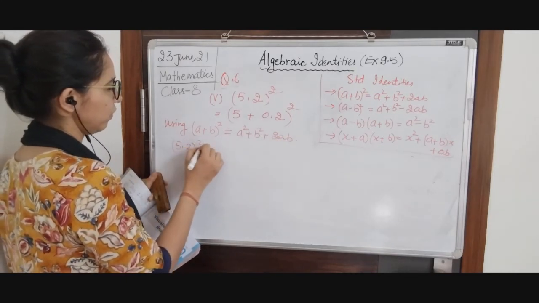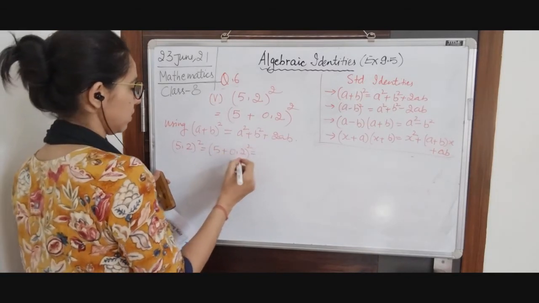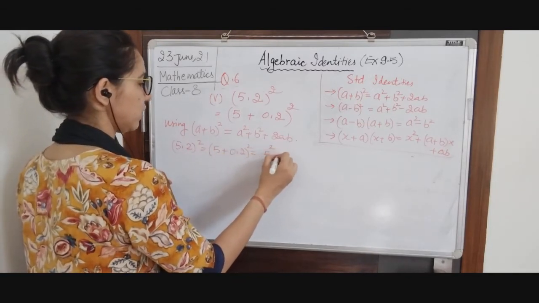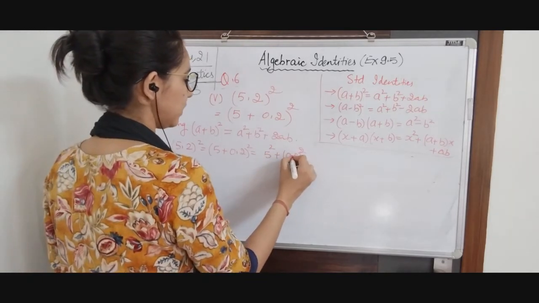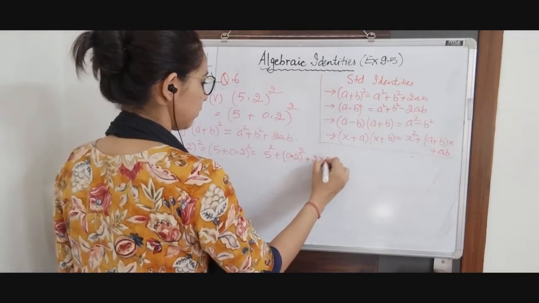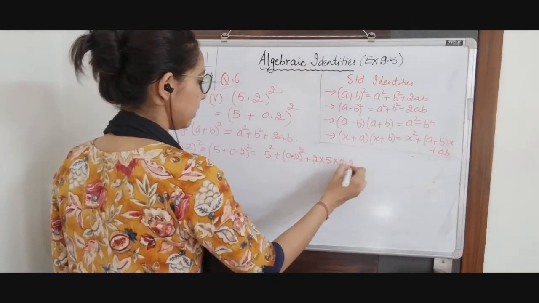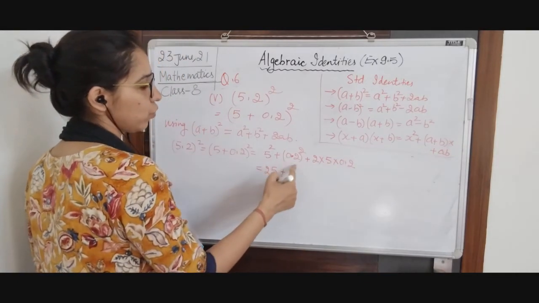5.2 whole square will be (5 + 0.2) whole square. It will be equal to 5 square plus 0.2 whole square. Always put decimal numbers inside brackets when you are simplifying them to avoid any error on your part. So 25 plus 0.2 whole square.